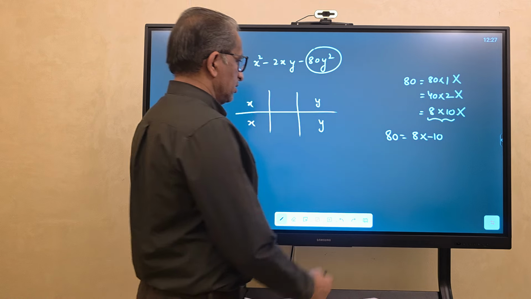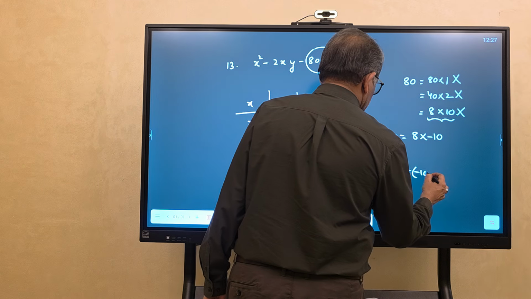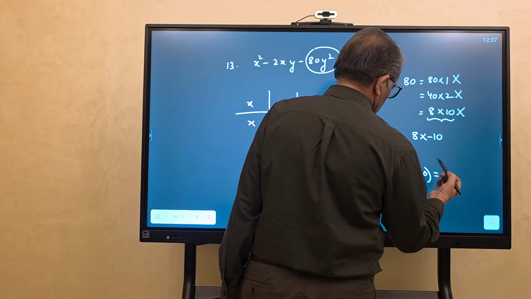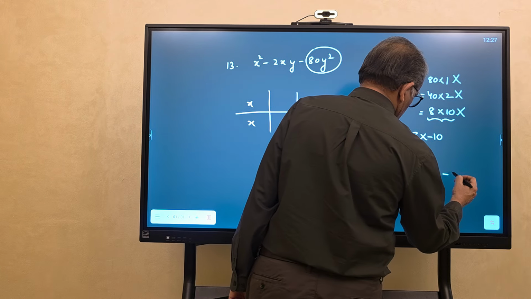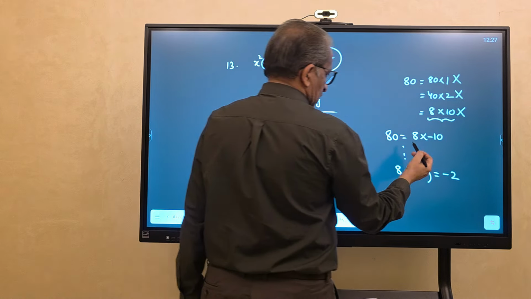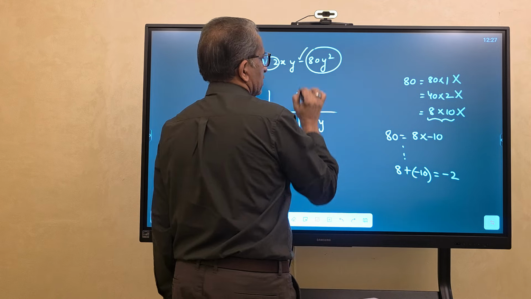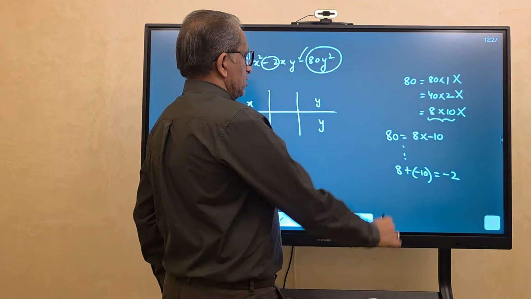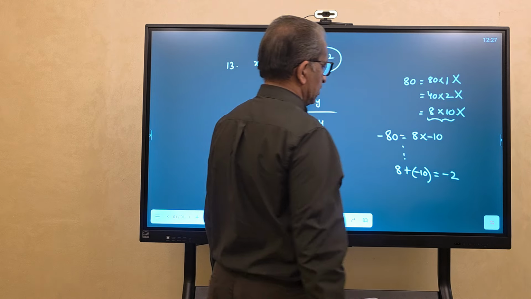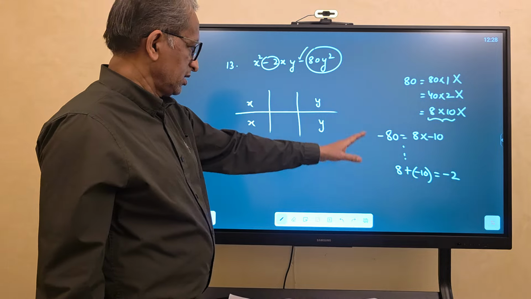Why do I take this? The reason is here: 8 plus minus 10. How much is 8 into minus 10? That is minus 80. And 8 plus minus 10 is minus 2, which is the middle term. So minus 80, I can write as 8 into minus 10.